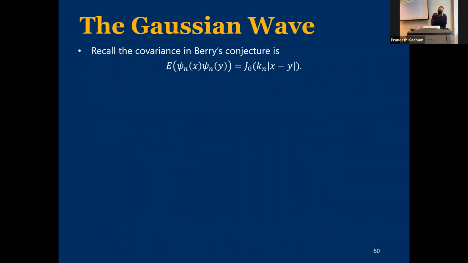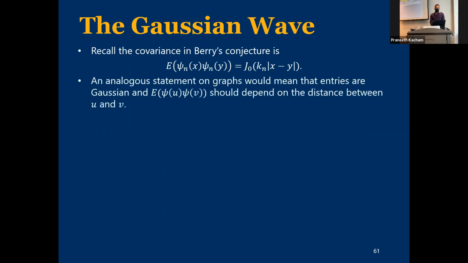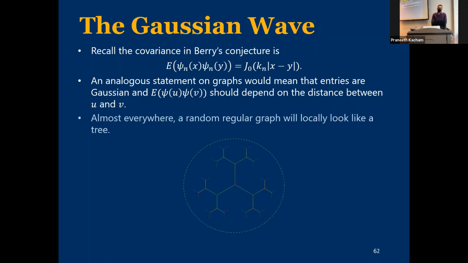Okay, so what behavior should we expect? The covariance in Berry's conjecture was a function of this Bessel function. The thing to highlight here is that as the distance between two points gets larger and larger, the covariance converges to zero. So an analogous statement for graphs would mean that entries behave in a Gaussian manner, and the covariance should depend on the distance between two vertices. Almost everywhere, a random regular graph will look like a tree. If I look at almost every local neighborhood in a random regular graph, it's tree-like.